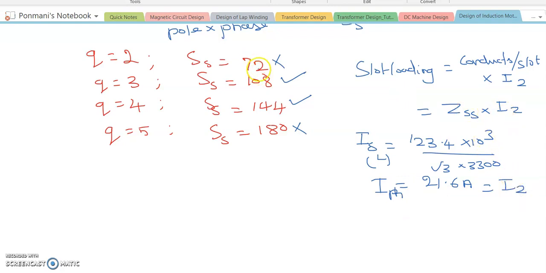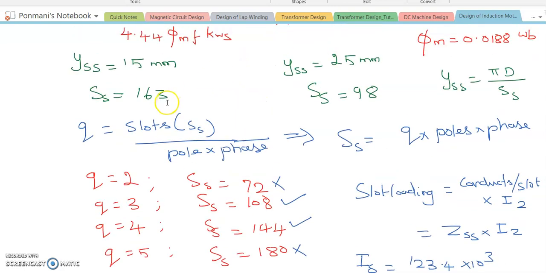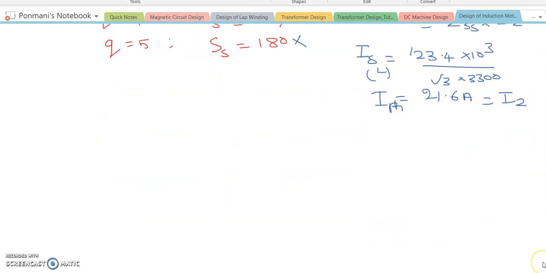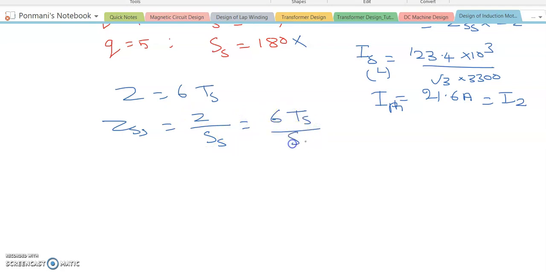Conductors per slot, for these two values we will be calculating the conductors per slot, and already we have calculated the total number of turns, 478. The equation for total number of conductors Z is 6 times Ts. So from this we will be calculating the total number of conductors. What we need is ZSS, that is Z by SS, conductors per slot. So it is 6 Ts divided by SS.